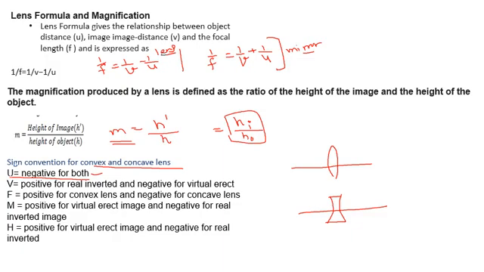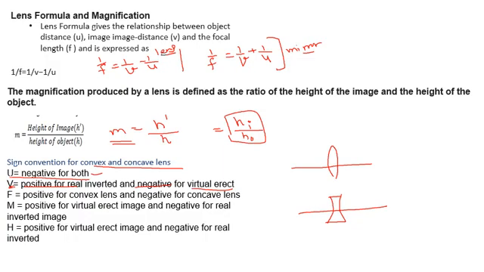So in case of convex lens, in most of the cases, the image was real and inverted. So whenever the image is real and inverted, the V, that is the image distance, is always positive, and whenever the image is virtual and erect, then the V is always negative. Okay. F is positive for convex lens and negative for concave lens.